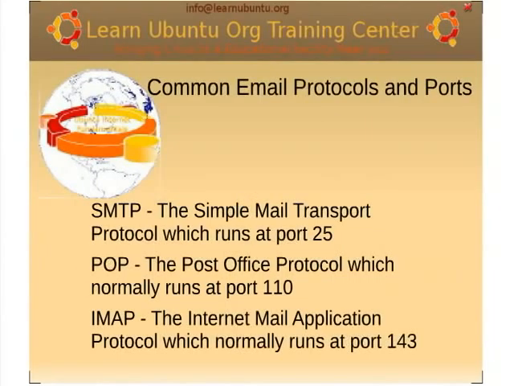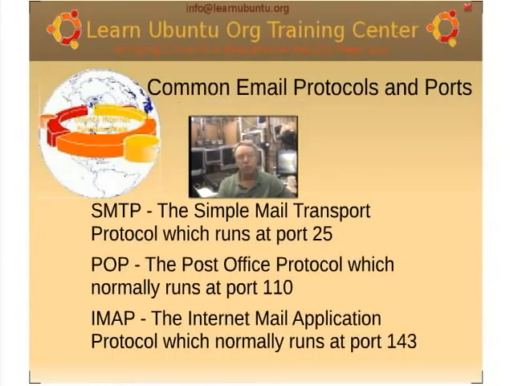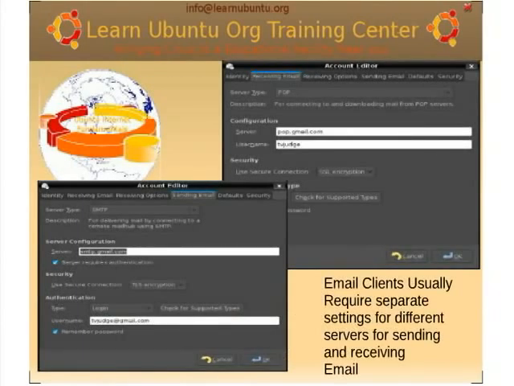Now here are some common email protocols and the ports that they run at, and believe me, you can also run at different ports. That's added security. SMTP, the basic Simple Mail Transfer Protocol, runs at port 25. The POP protocol runs at port 110, and the IMAP protocol runs at 143. Now, along with these, a lot of mail clients can also use TLS or another encryption scheme for more security, and that will also run on another port as well.